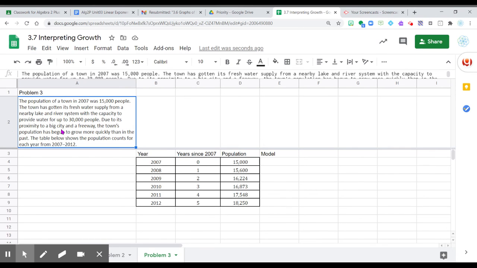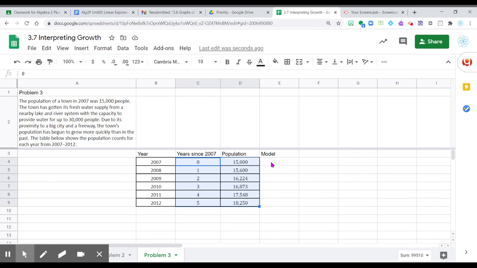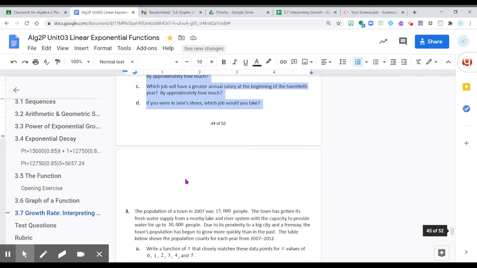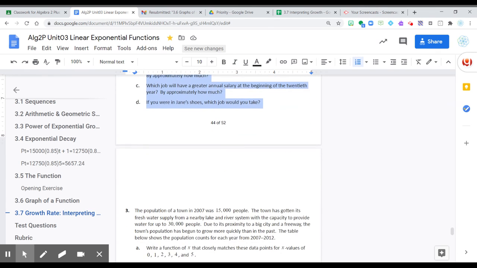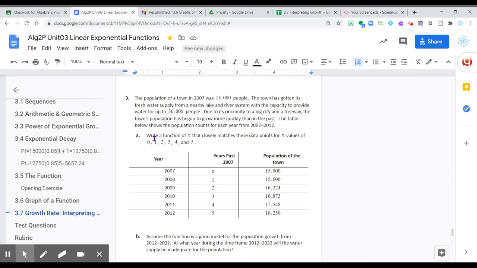Due to the proximity to a big city and a freeway, hence jobs, the town's population has begun to grow more quickly than in the past. The table below shows the population count for each year from 2007 to 2012. So when we're deciding on a model that we're going to create for this, since the problem says write a function that closely matches the data points for the x values, we want to get a picture of what this data looks like.